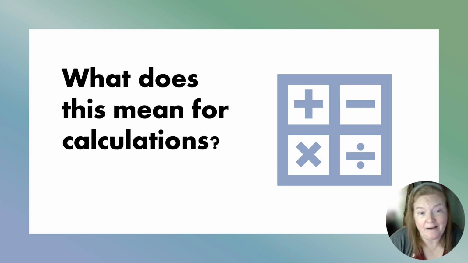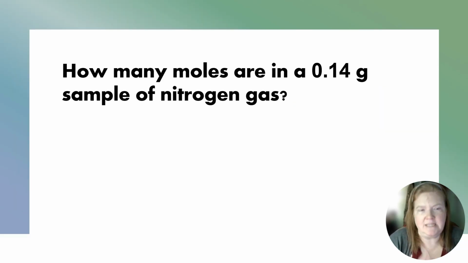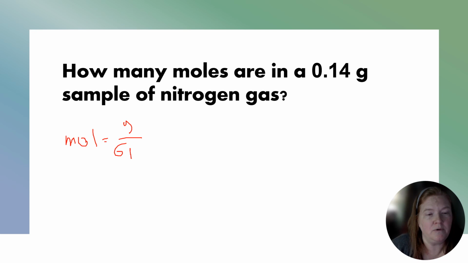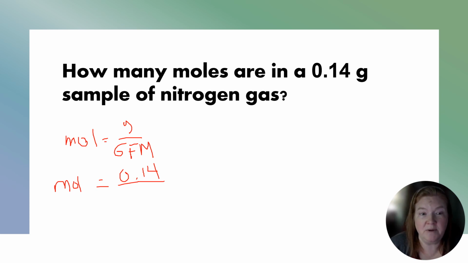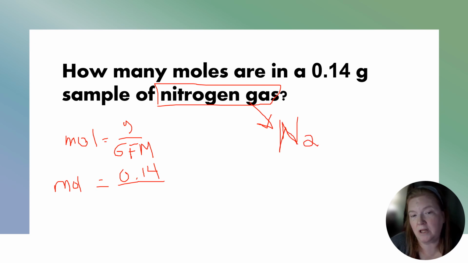All right, so what does this mean for calculations? Let me show you. If a question says how many moles are in a 0.14 gram sample of nitrogen gas? Remember, the formula for moles is moles equals grams over gram formula mass. So how many moles are in 0.14, that's the grams, so I'm trying to find moles, right? Divided by, now I need the gram formula mass. I need the gram formula mass of what? Nitrogen gas. What did you learn? You have to write that as N2, right? You look up nitrogen on the periodic table, it's 14, but times 2, right? So divided by 28, you divide those numbers, and that gives you the answer for moles.